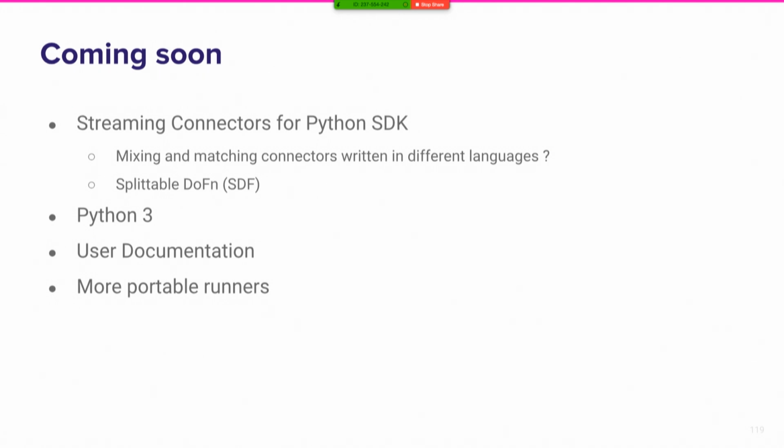Python 3 is a big deal for many folks. That is probably also something that they would wait for before they adopt it, and that should land soon as well. That has been in the works for a while and looks like it's going to wrap up soon. Then some better user documentation would be nice, and of course more portable runners.